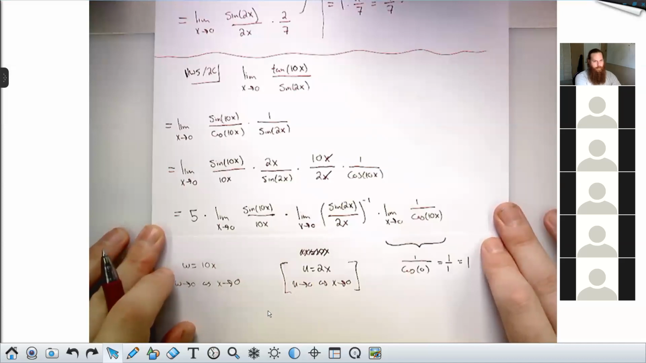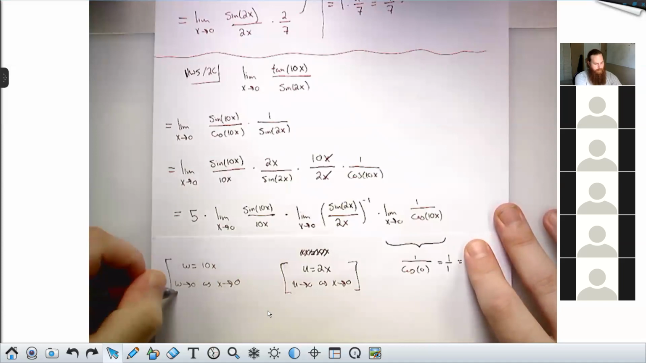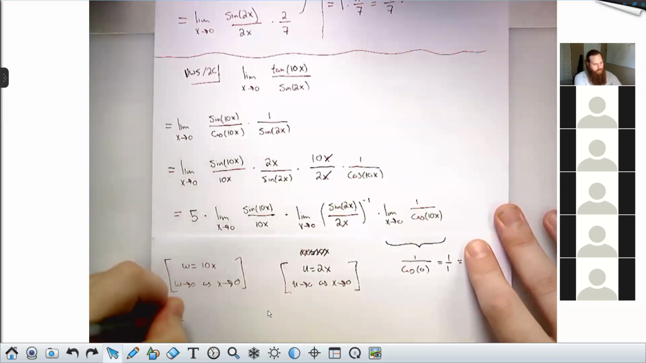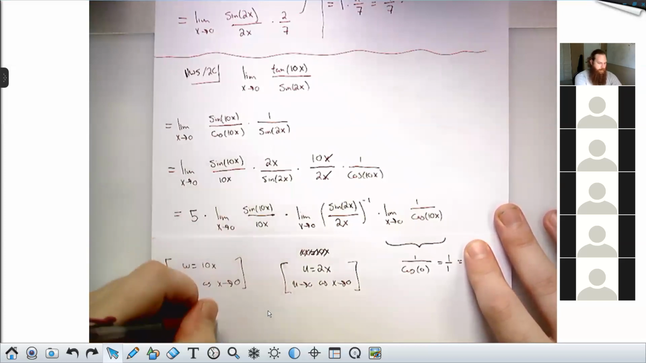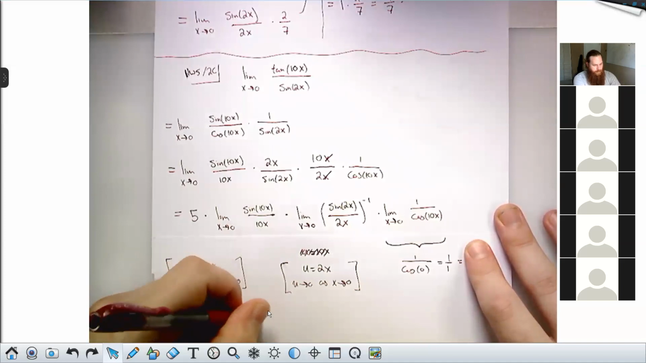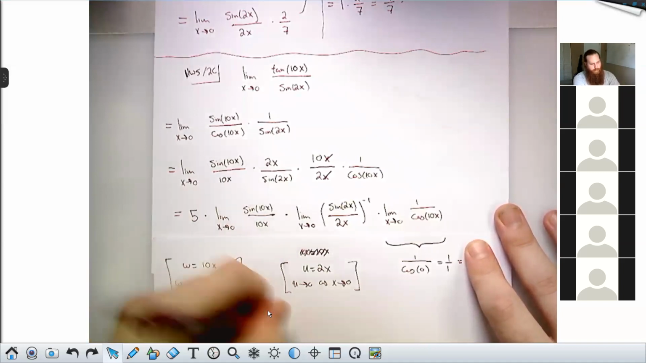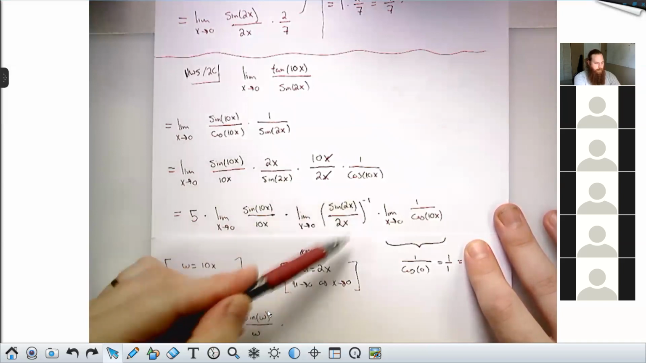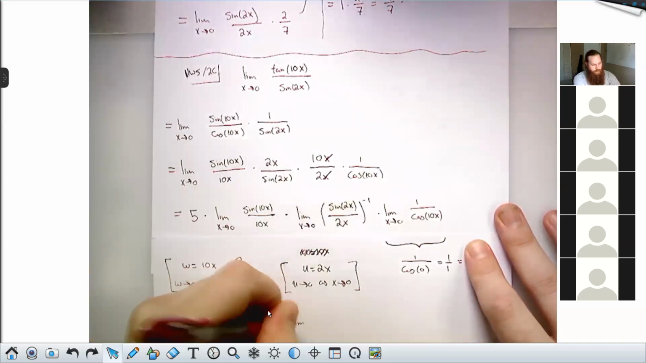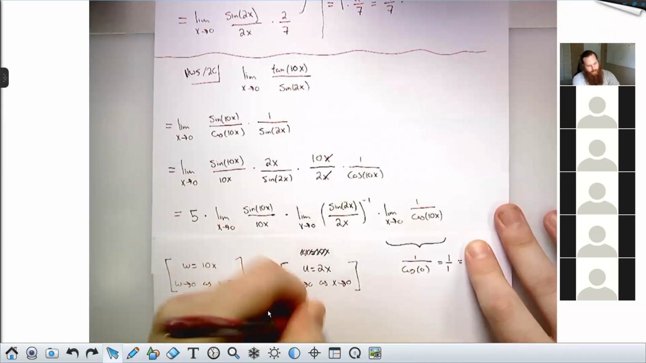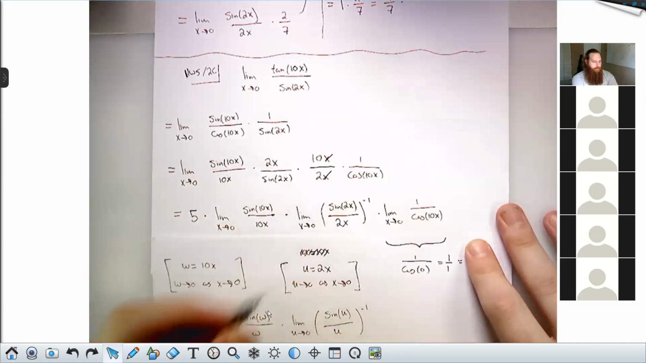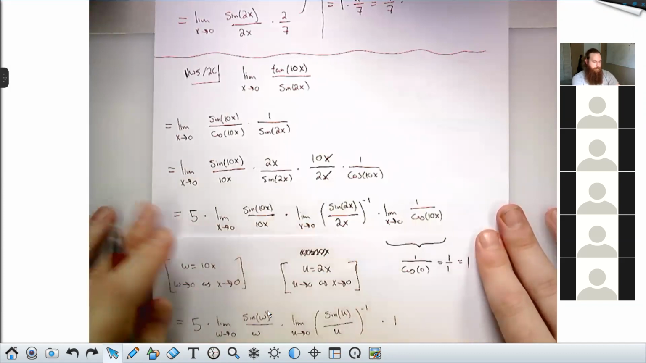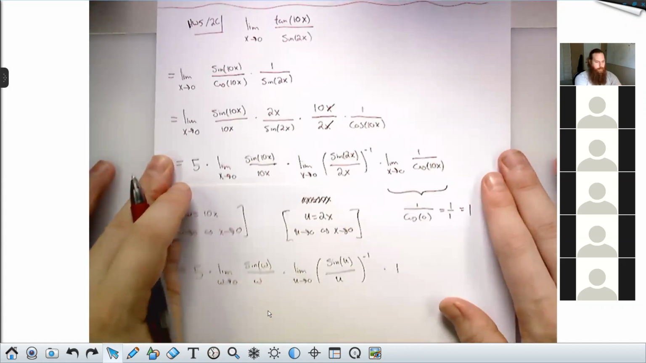And then I will rewrite each of these pieces. So the 5 is just a 5. This piece becomes the limit as w goes to 0 of sine w over w, times this piece, which becomes the limit as u goes to 0 of sine u over u to the negative first. And then this last piece over here, this went to 1. So it has no bearing on the value of the limit.